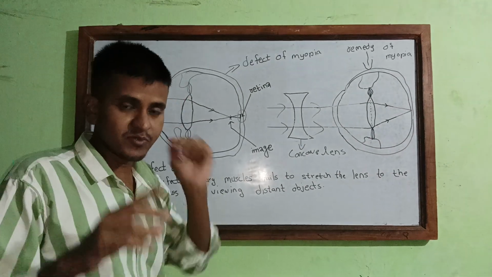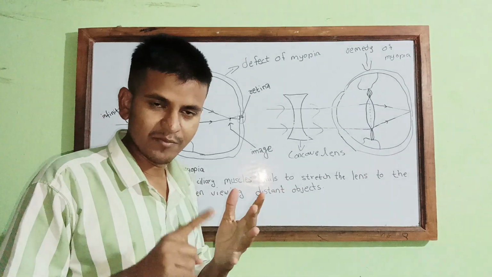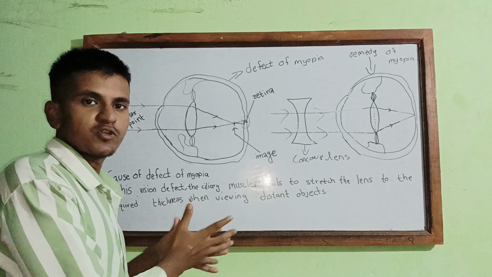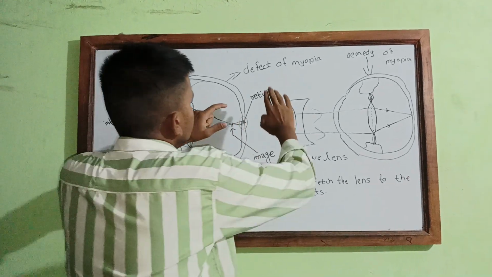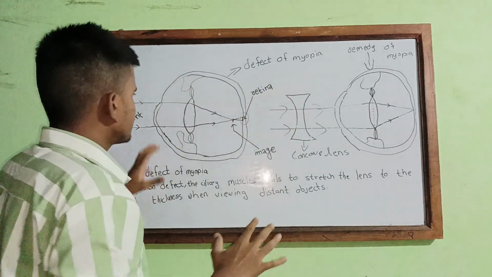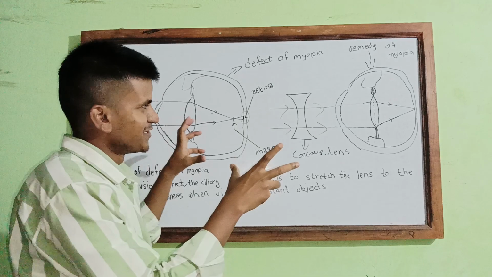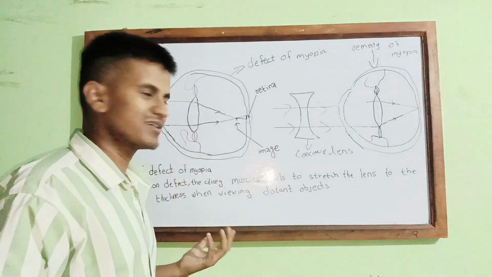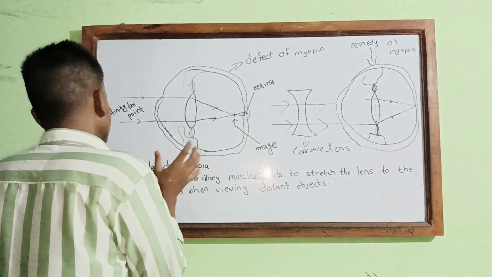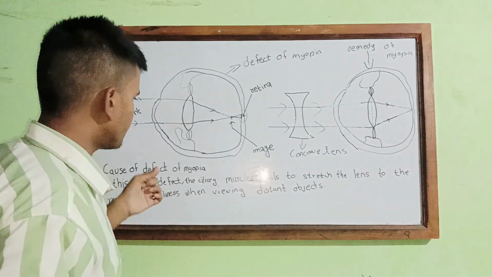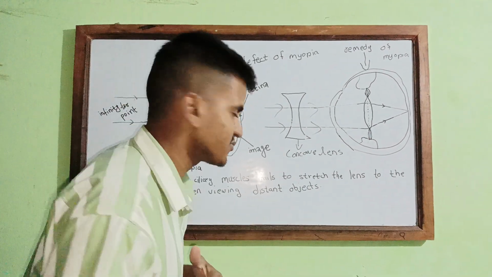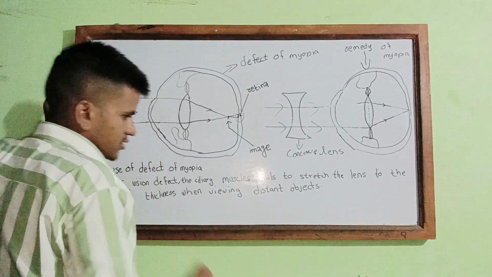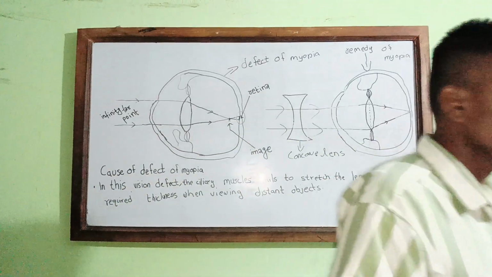So there are two types of defect in the eye: myopia and hypermetropia, right? But today in this video we are just going to discuss myopia. Sorry for the figure because it is not that accurate, but I think it is understandable. Now see here, first of all we have to understand what myopia is.